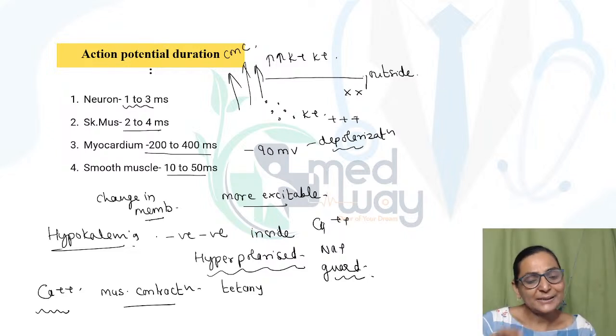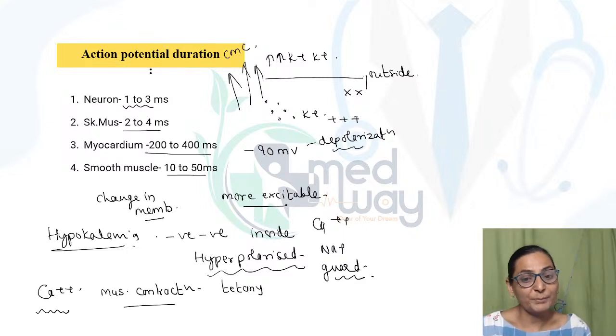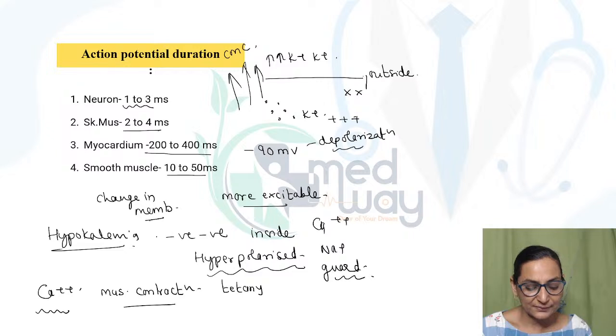But if calcium is low and the guarding of the sodium is lost, what will happen? The sodium channels will open at any potential. If there is a slight insignificant change in the membrane potential, they will open, right? So that is the reason why hypocalcemia results in muscle twitches. Okay, that is the reason why hypocalcemia results in muscle twitches.